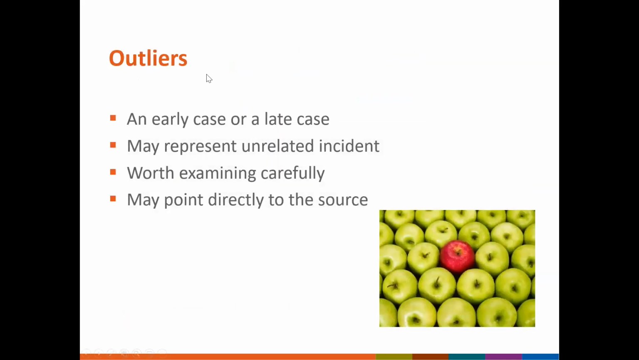So the outliers are very, very important when you are constructing a case definition and a line list and your epidemic curve. An early case or a late case might be an outlier, because that might be independent of what you are dealing with in the current outbreak. This may represent an unrelated incident worth examining carefully. It might be related, maybe there might be some continuity, like you might be missing the cases in between. That might be a possibility and may point directly to the source.